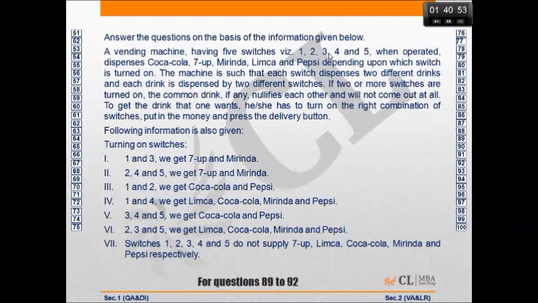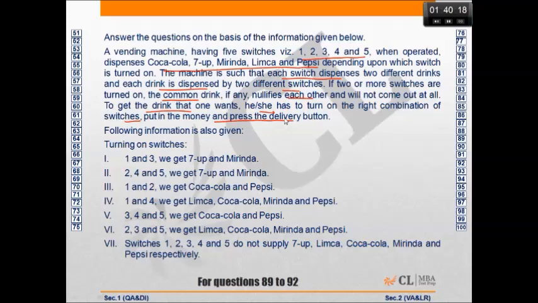Well, this one, if I get it, I can get all 4-5 questions directly. A vending machine having 5 switches, 1, 2, 3, 4, 5, when operated, dispenses Coke, 7-Up, Limca, Miranda, Pepsi, depending on which drink is turned on. The machine is such that each switch dispenses 2 different drinks, and each drink is dispensed by 2 different switches. If 2 or more switches are turned on, the common drink, if any, nullifies each other and would not come out at all. To get the drink that one wants, she has to turn on the right combination of switches, put in the money and press the delivery button.